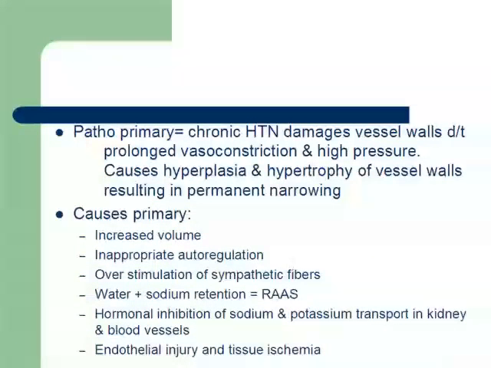Primary pathophysiology is chronic. The problem with it is that chronic hypertension will damage the vessel walls because of prolonged vasoconstriction and high pressure. It will cause hyperplasia and hypertrophy of the vessel walls, resulting in permanent narrowing. Some of the causes: increased volume. When you have an increase in cardiac output, that will increase your peripheral vascular resistance, causing an increase in blood pressure even when your cardiac output returns to normal.